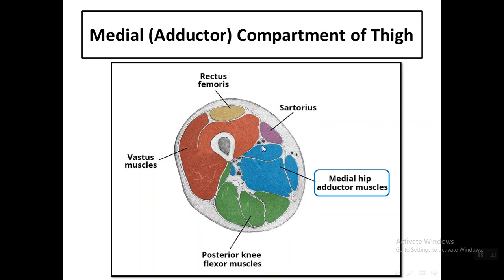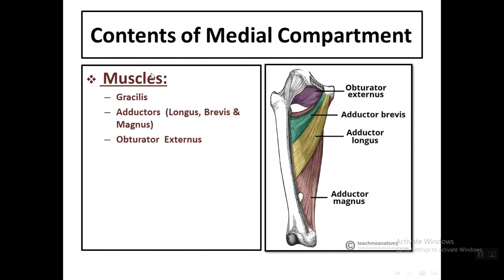Here we have the medial compartment, this is in the blue color. The medial compartment, as any compartment in the upper or lower limb, contains muscles and the nerves that supply these muscles and the blood vessels that supply that compartment.